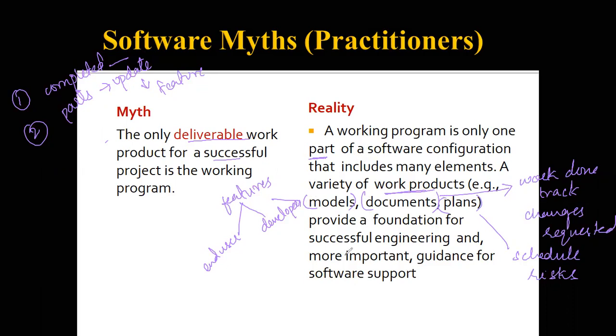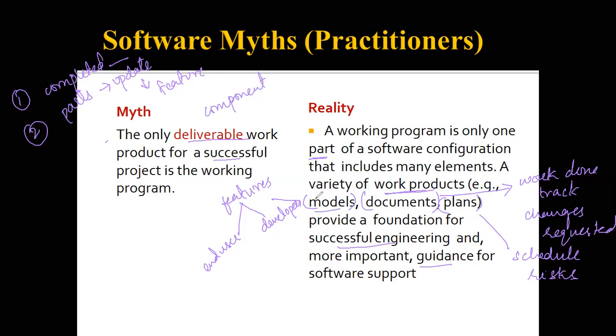Now, these provide a foundation for successful engineering. That is, if you have got the best model that is going to deliver all the features, if the documentation is complete, that is all the configuration that you're using, what are the different modules that are there within the program, if each of them are accurate, then that becomes the foundation for successful engineering. And it also acts as a guidance for the software support. That is, your success cannot be judged based upon the specific component that is being delivered. The success can be judged based upon the models.